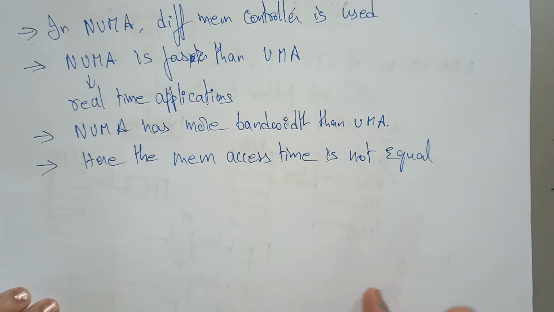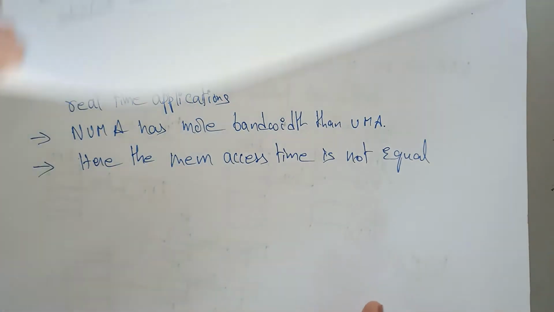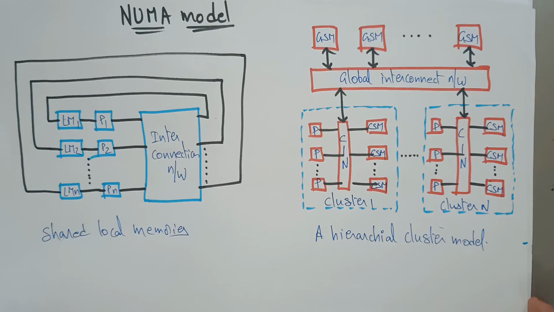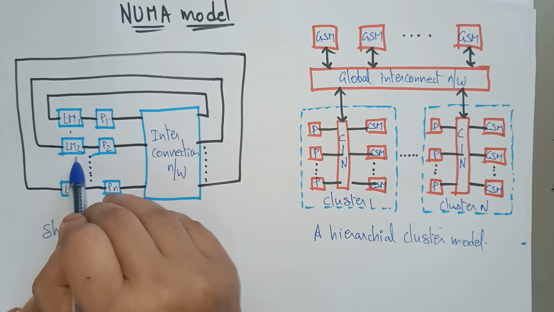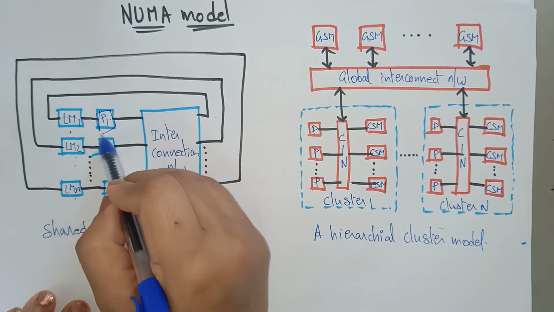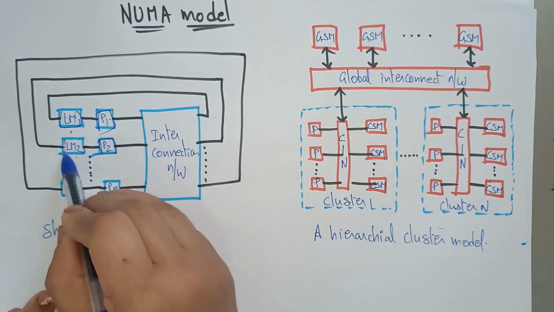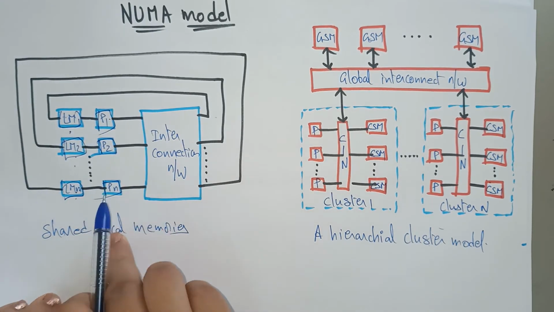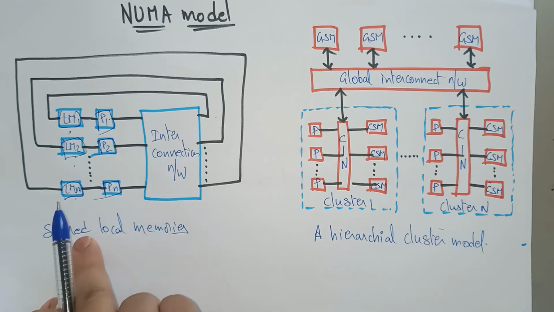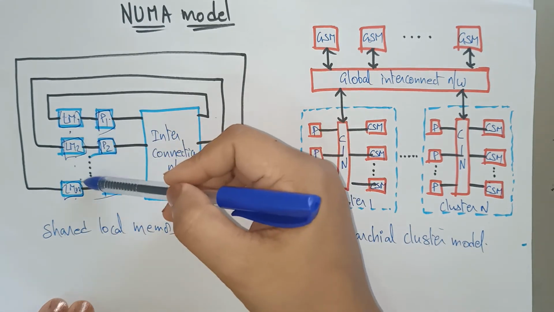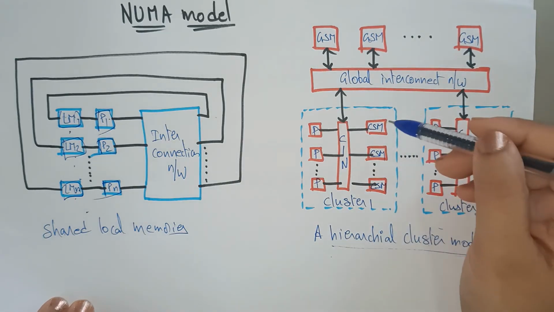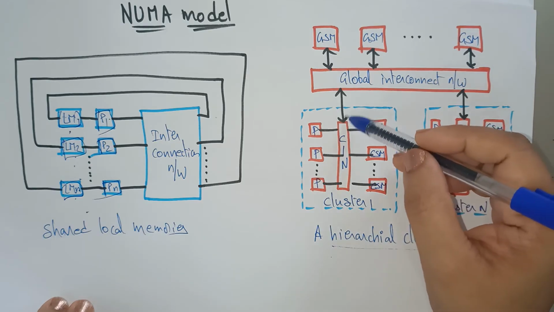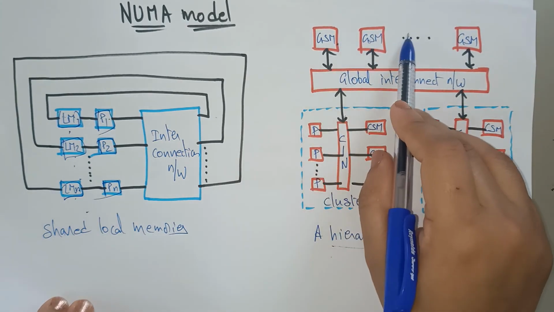Okay, and the shared memory is distributed across all processor local memories. Let me take the diagram. This is the exact NUMA diagram. In this NUMA diagram, each processing element has its own local memory: LM1, LM2, LM3. Each processing element is connected to its own local memory. So what is the use of having local memories? The collection of all local memories forms the global memory. In this hierarchical cluster model, the local memories connect to the final global memory.